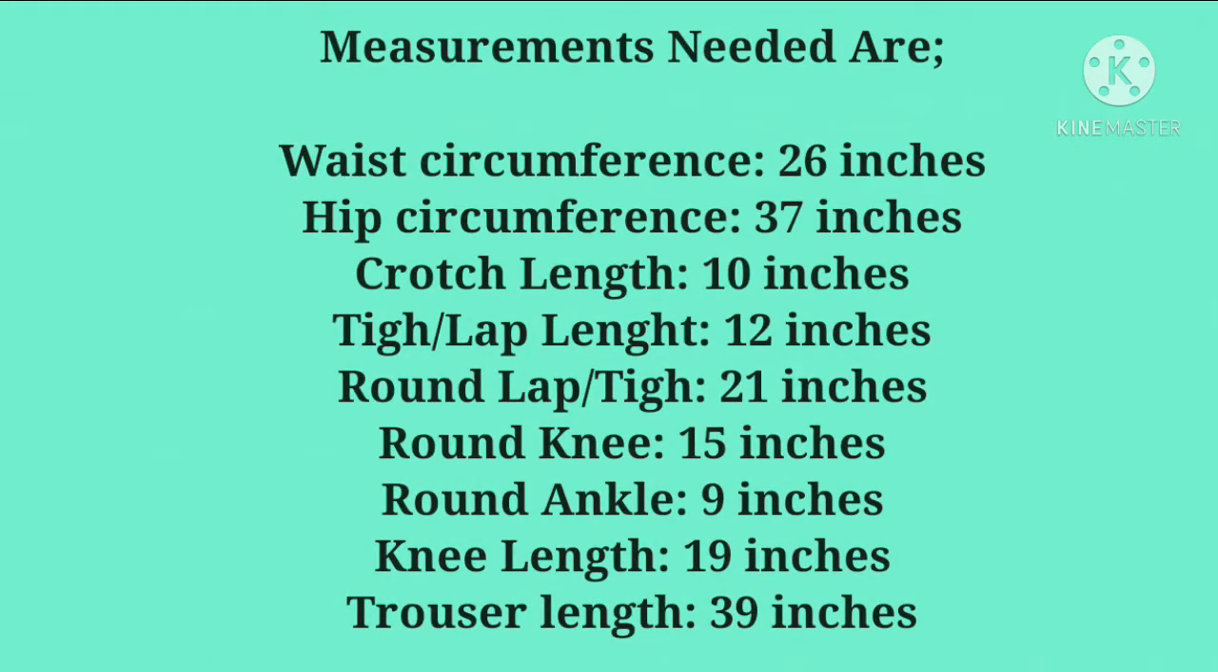So let's move to the work table. These are the measurements we'll be needing for this pant trouser: the waist circumference, the hip circumference, the crotch length, the thigh length, the round lap, the round knee, the round ankle, the knee length, and the trouser length.